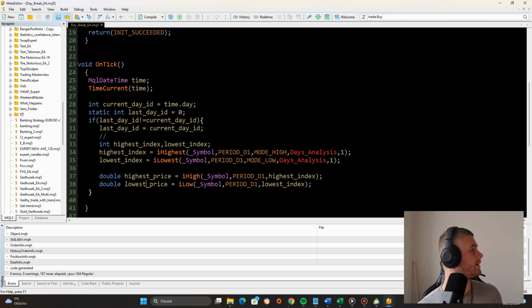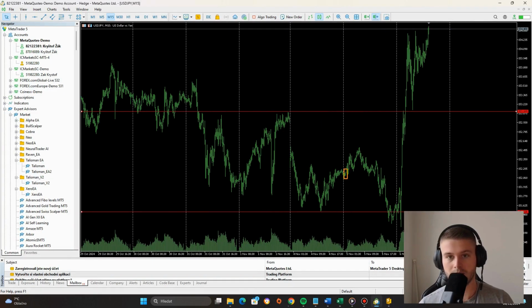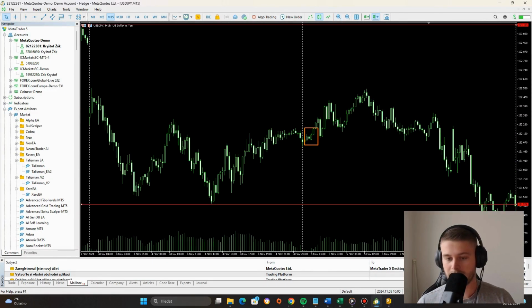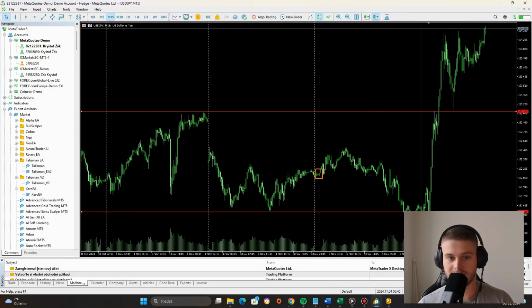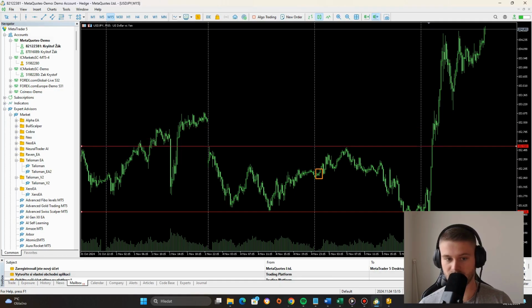Now I can use this information to set the buy stop and sell stop orders. So let me explain this further. Here on my MT5, I have highlighted these highest and lowest points. Okay, so let me just bring this back to the highest point for the previous day.